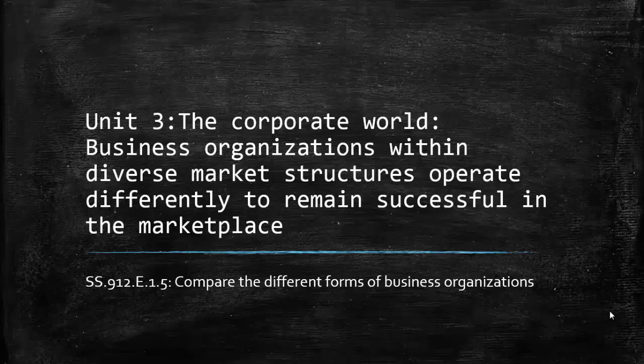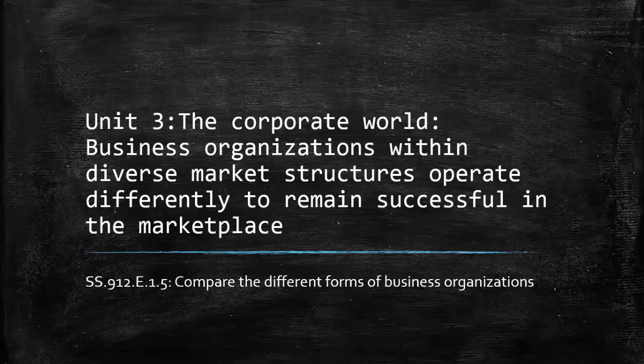In other words, we are going to find out how business organizations within diverse market structures, right there, two vocab terms. We're going to learn about the different business organizations. We are going to learn about the different market structures. And we are going to learn what they do to operate differently to remain successful in the marketplace. Alrighty, so our standard for the day is to compare the different forms of business organizations. There are about 5 different forms we are going to review in class, and in this particular video, we cover the first 2 of them.